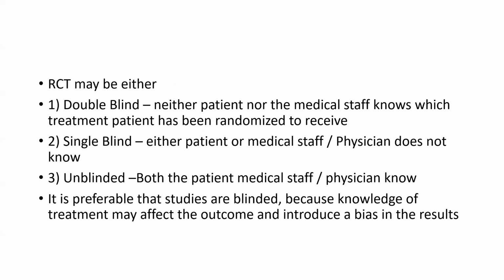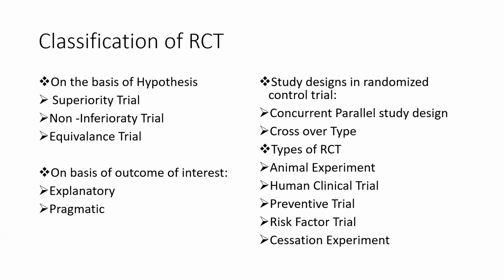RCT may be either double blind, that means neither patient nor medical staff knows which treatment patient has been randomized to receive. It could be single blind, either patient or medical staff or physician doesn't know. Or it is unblinded, that means both medical staff and physician know. It is preferable that studies are blinded because knowledge of the treatment may affect the outcome and introduce a bias in the result. Now about the classification of the RCT.